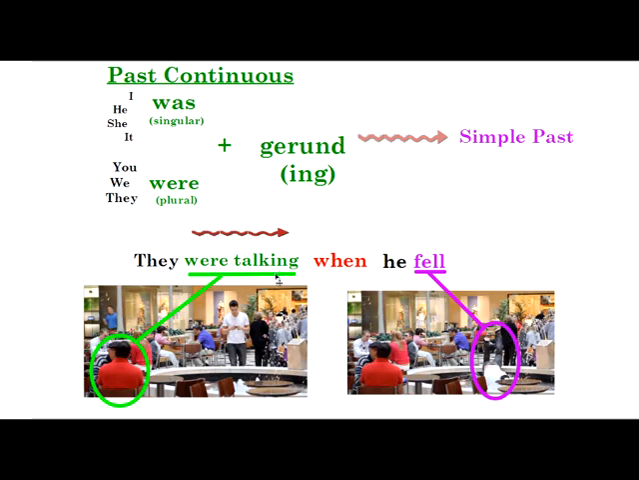Okay, so remember, in the past continuous, right, it's when two actions happen. Usually I'm using my past continuous to describe the first action that was happening, and the simple past is the second action that happened.